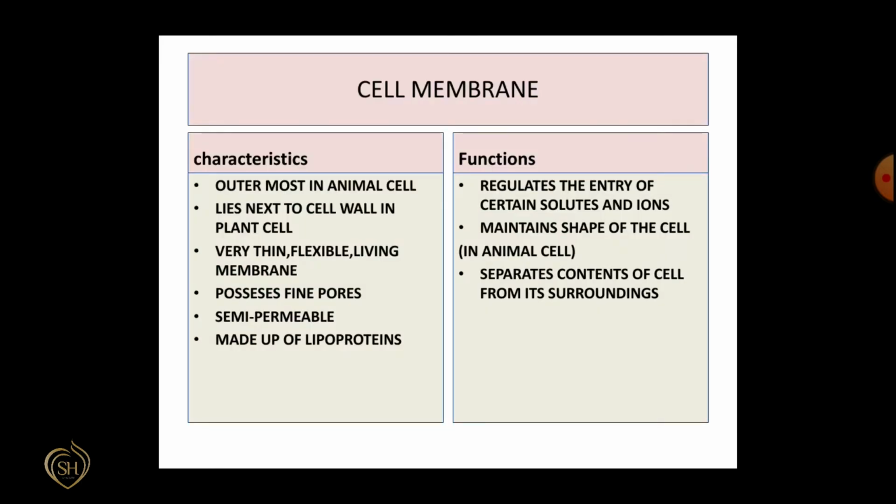Let us move to the cell membrane. It is also called the plasma membrane, the outermost layer of an animal cell. In a plant cell, it is surrounded by the cell wall. This is a living membrane. It possesses fine pores and is semi-permeable. It does not allow the entry of all molecules in and out of the cell. It is mainly made up of lipoproteins.